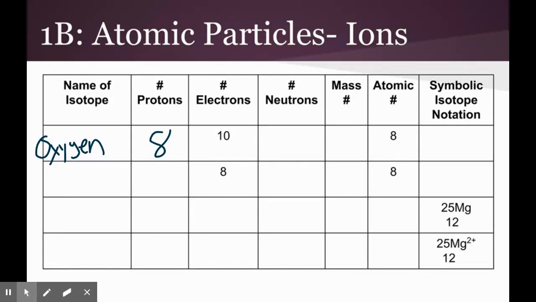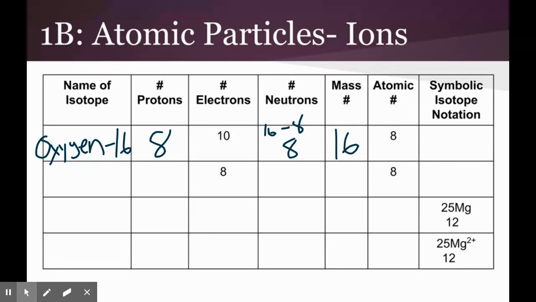Since that information isn't given here, we're going to look at the periodic table, and you can see on the periodic table that the mass of oxygen is 15.99. So we're going to round that up to 16. So we're going to write our mass number as 16. So to find the number of neutrons, we would do 16 minus 8, which gives us 8.